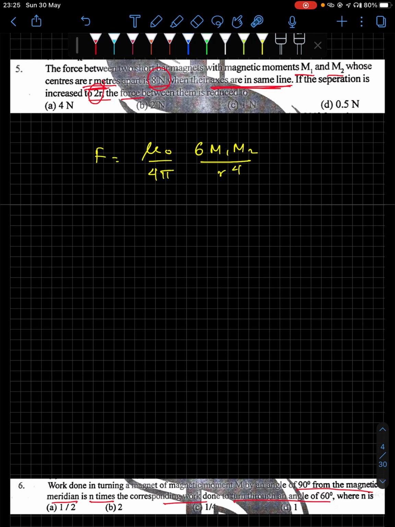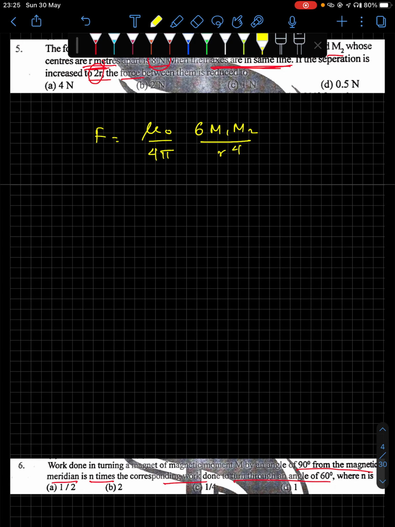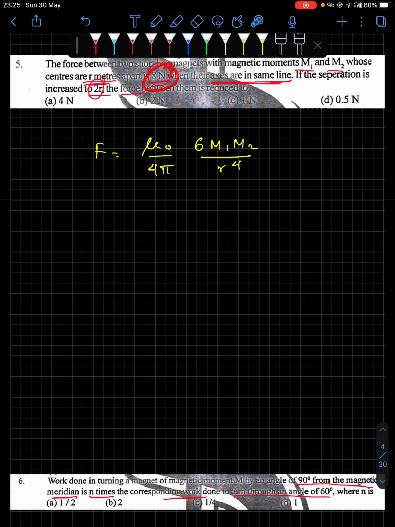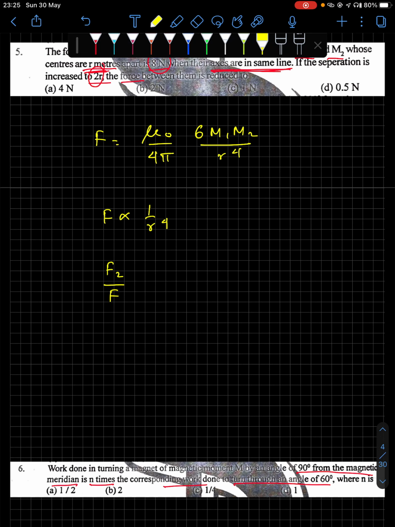In both cases the magnets are the same, so magnetic moments m1 and m2 will be constant. What is varying between the first case and the second case is only the distance between the two magnetic moments, so the force will also vary with distance. Initially the force was 8 Newton. In the second case, when the distance is increased to twice r, we write f is inversely proportional to r to the power 4. Since we are finding f2, f2 by f1 will be r1 by r2 whole to the power 4. In the first case the distance is r, and in the second case it is twice r.